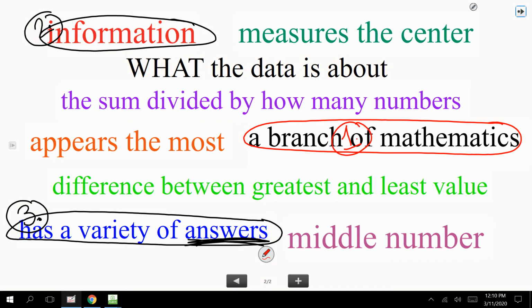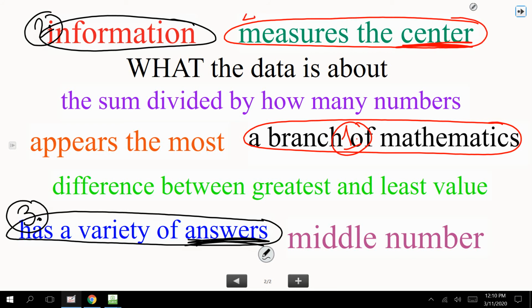Looks like most of us are done. Central tendency. Which one of these definitions would describe central tendency? Which one describes central tendency? Mary Webb? Measures the center. Do y'all see how central tendency is going to match up with center? So measures the center would be number 4.